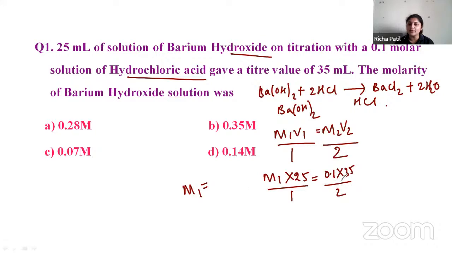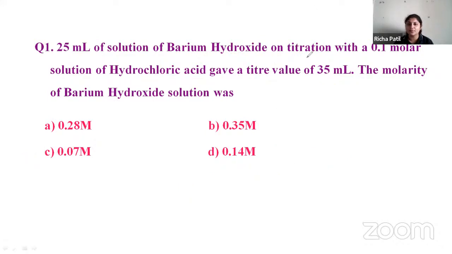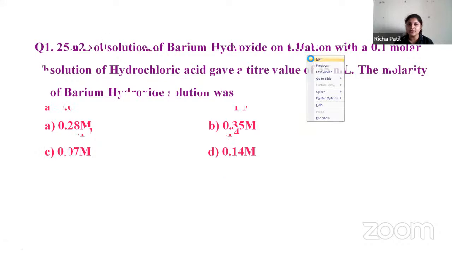So solve 0.1 into 35 divided by 2 first. Okay, whatever the value you get, then transfer this 25 to that side. You will divide it. So it will be C, right? The answer after solving, you will get 0.07 molar. Okay, so the answer is C. I hope you have understood. So this is a molarity problem. So molarity is what? M1 V1 equals M2 V2. So you are going to use this particular formula. So we'll go for the next one.